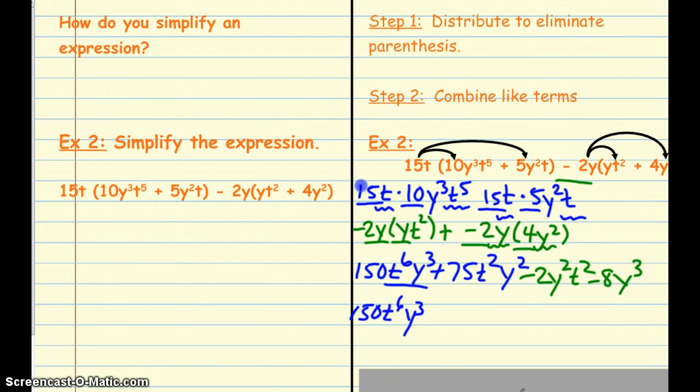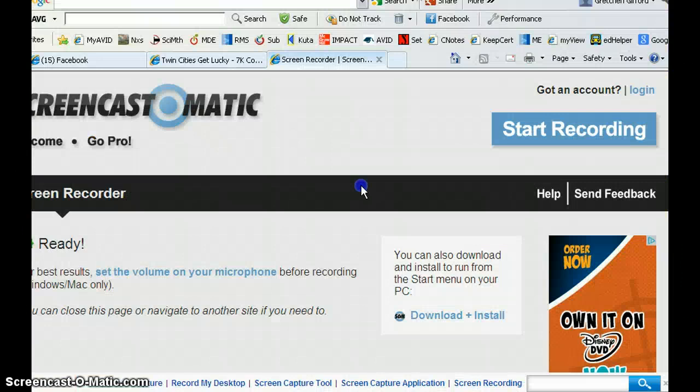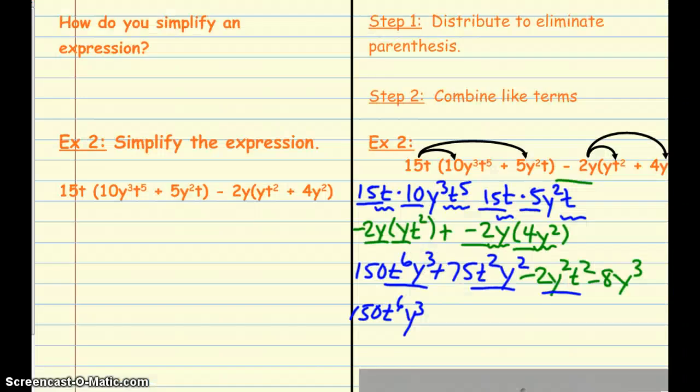Then I say, well, I've got t squared y squared. Well, right next to it, I have y squared t squared. Those are like terms as well, and they're like terms because the commutative property says we can change the order. So then we say, okay, 75 minus 2 is positive 73 t squared y squared, and then all that we have left is this minus 8y to the third.